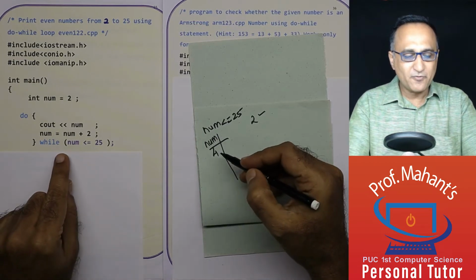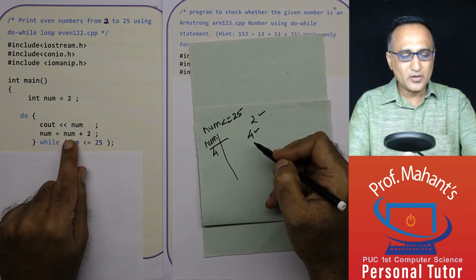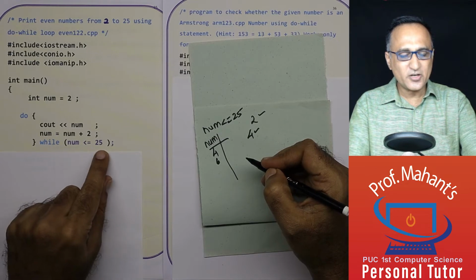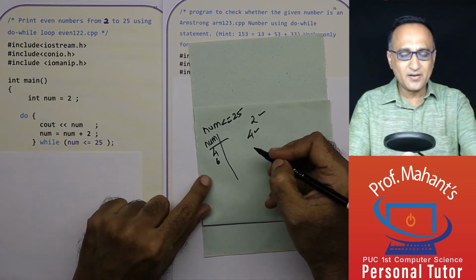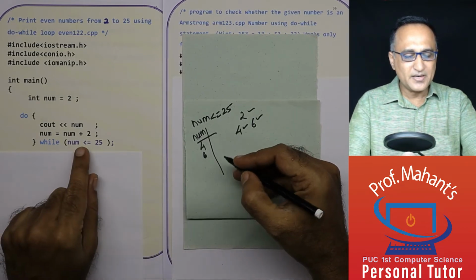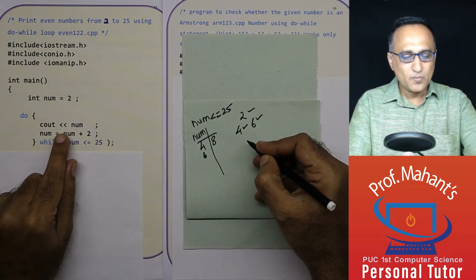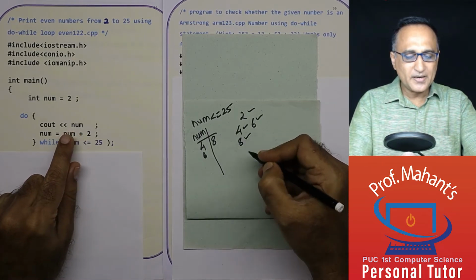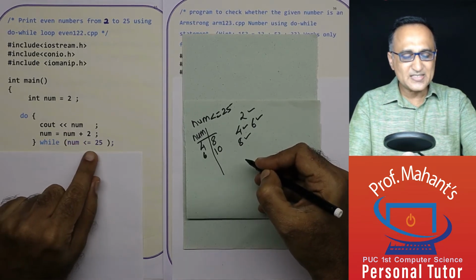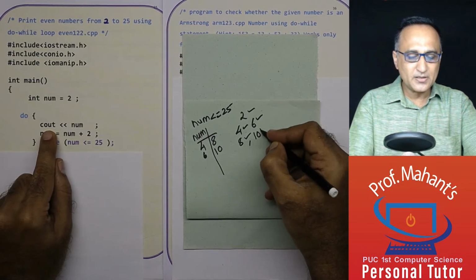Now number became 4, so I am going to print 4 as the output. From 4 it again increased, it became 6. 6 is less than or equal to 25, so I'm going to go back here and print 6. Then what happens next? Number increases by 2 and ends up becoming 8. I'm going to print 8. Number is increased by 2 and ends up becoming 10. 10 is still less than or equal to 25. I go back here and print the number 10.